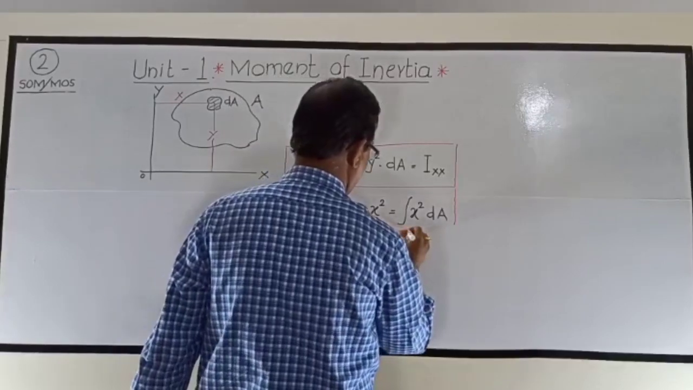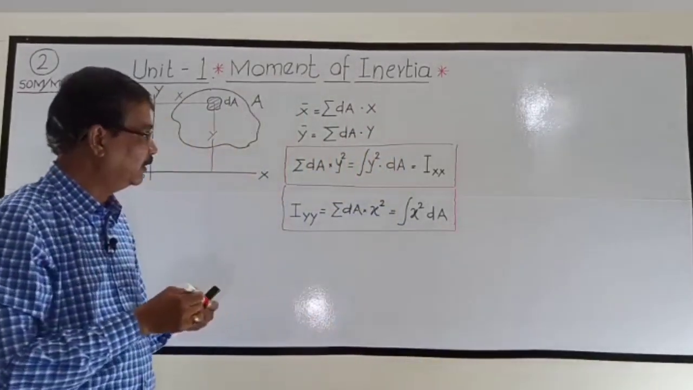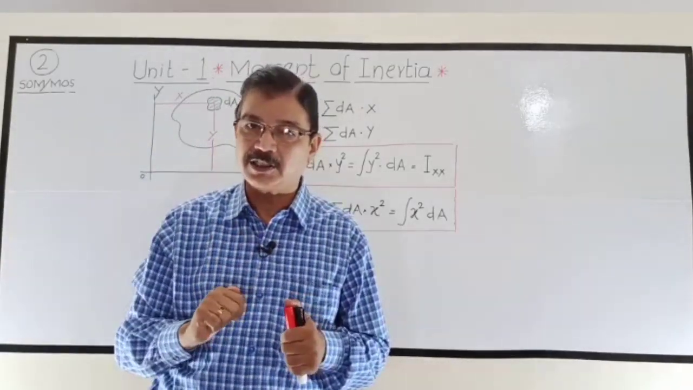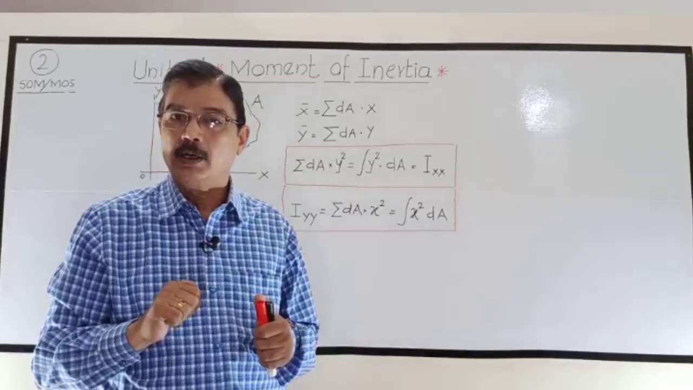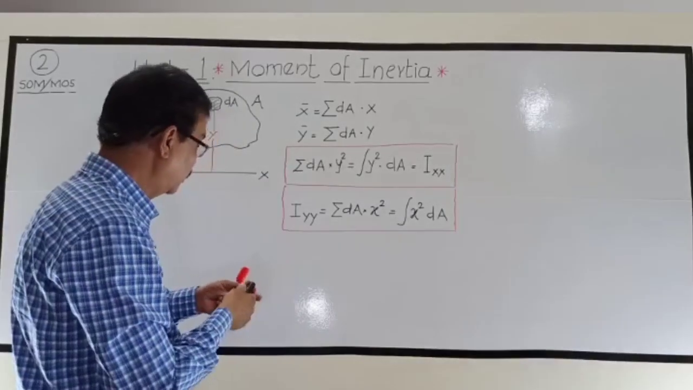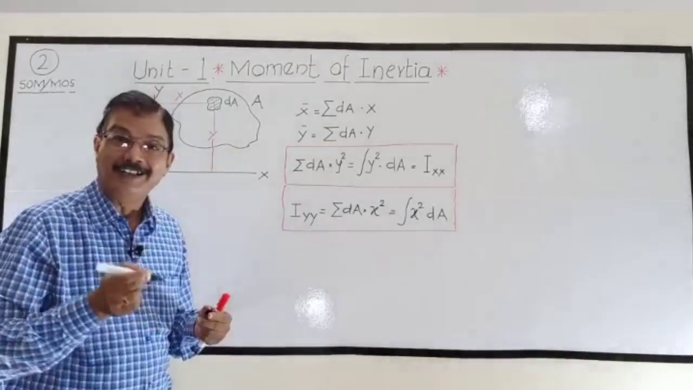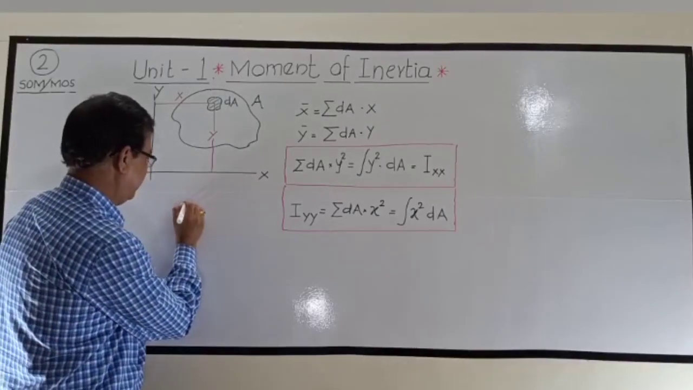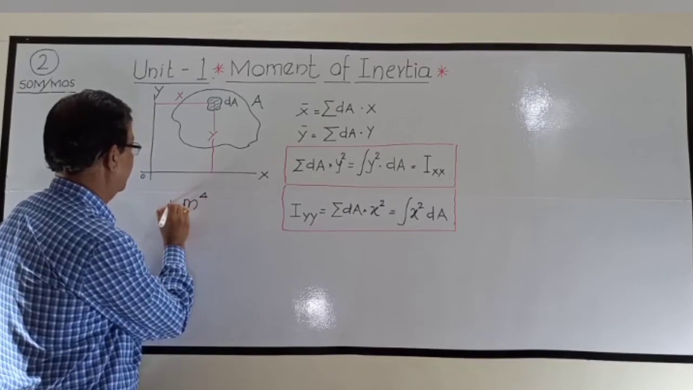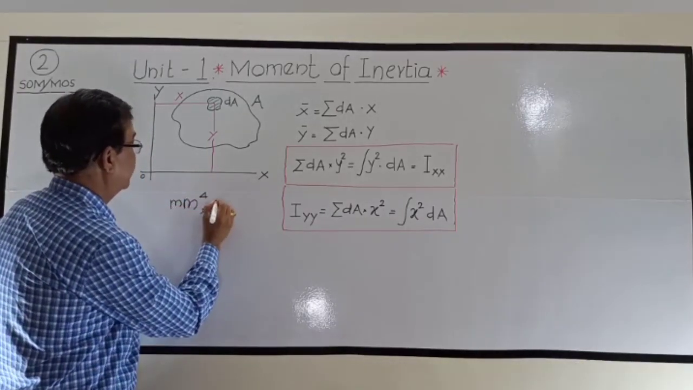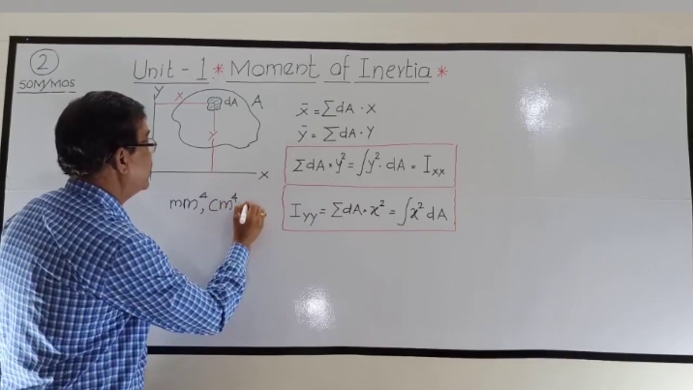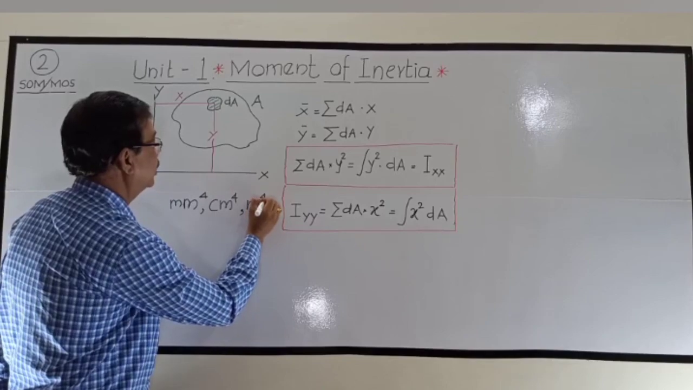Now here you can see that in a very simple manner, moment of inertia is the product of area and square of the distance. So it is area into distance into distance. Therefore, the unit of moment of inertia is mm raised to 4, cm raised to 4, meter raised to 4, etc.